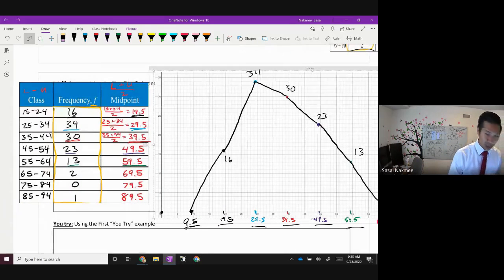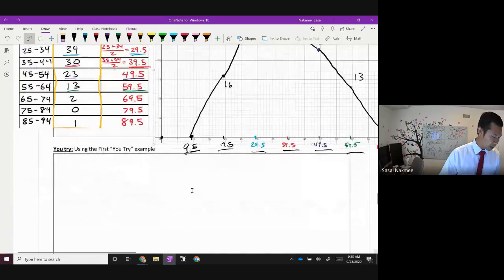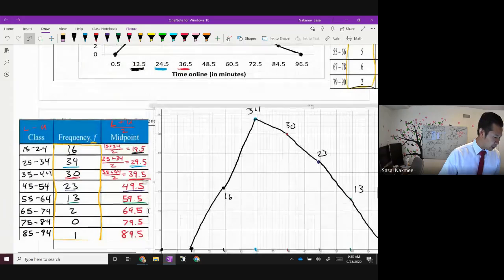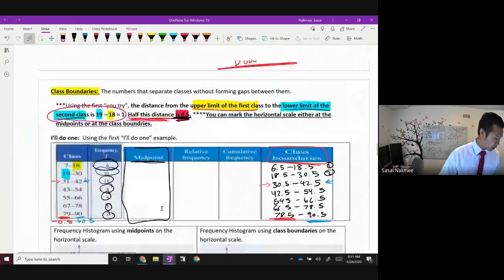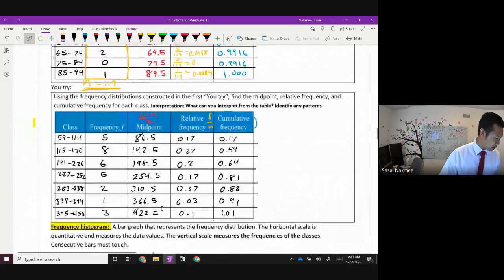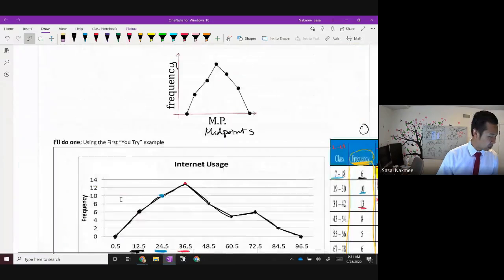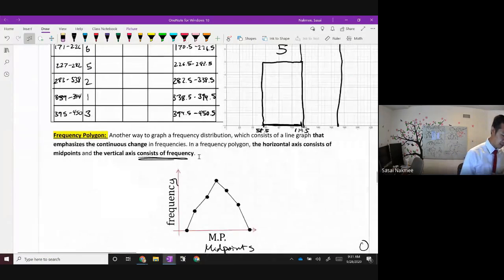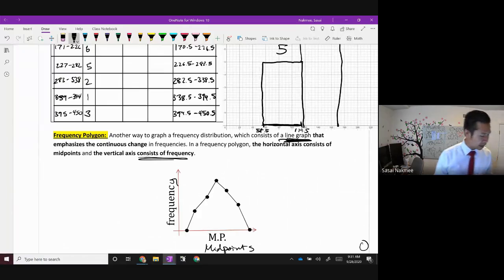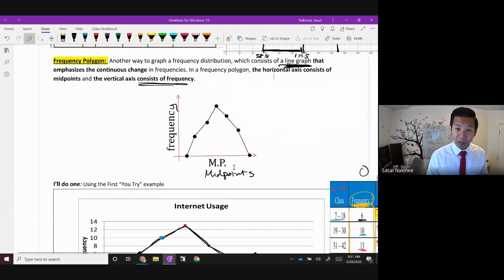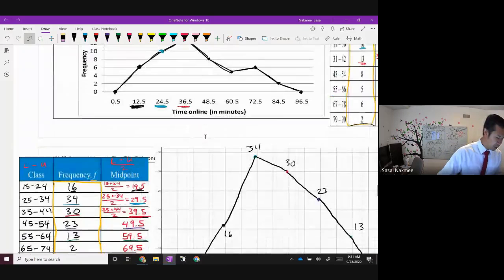So we're gonna skip this U-Try for now, but I do suggest that you give it a shot and try this one on your own. For the U-Try, you're supposed to be using the U-Try table, this one right here. There's the midpoints and the frequency. Just make the line graph just like we did for the Will-Try. That's all the frequency polygon is. Make sure you have that down, that a frequency polygon is just a line graph using the midpoints and the frequencies, okay? And then we're going to move on to this last one.